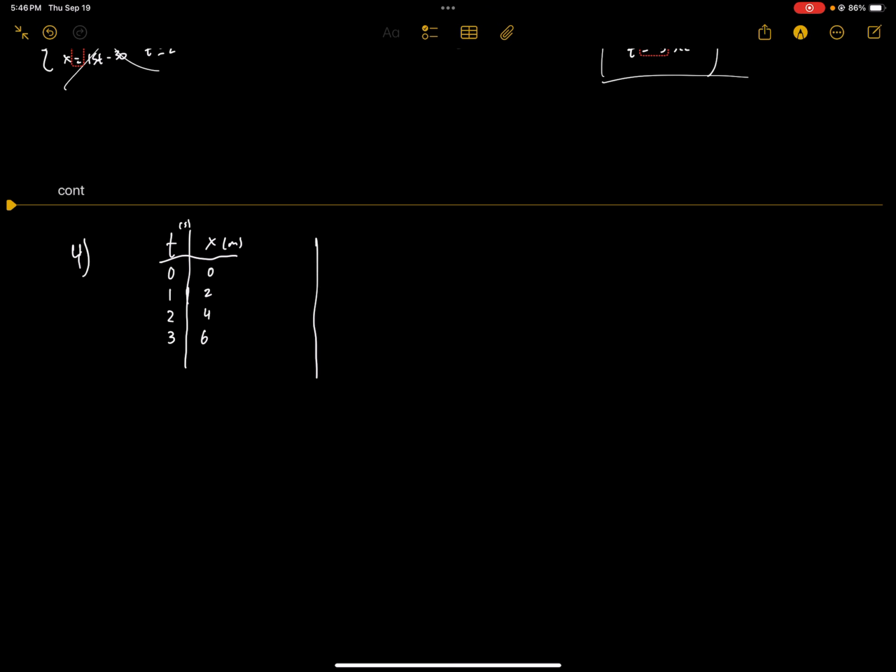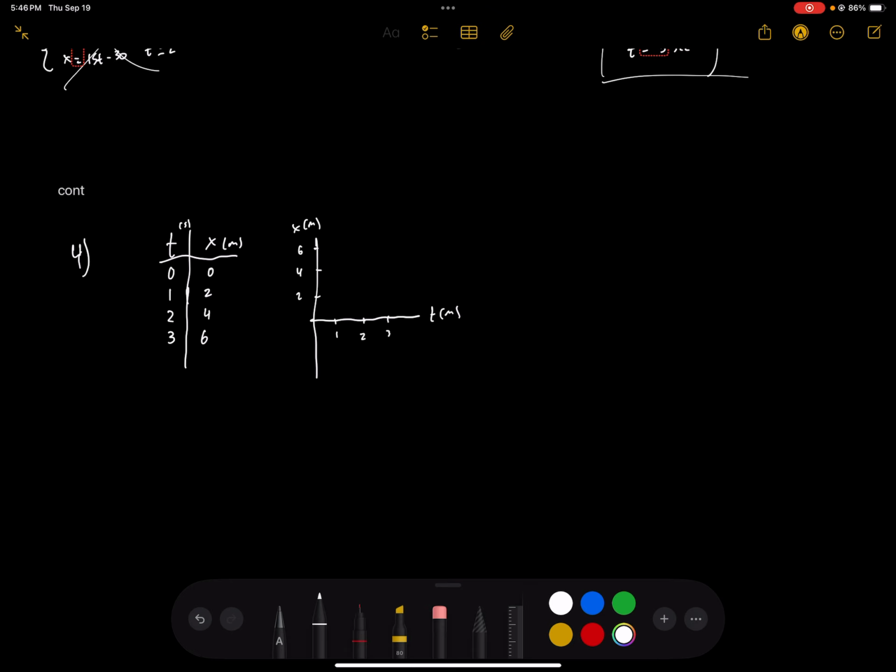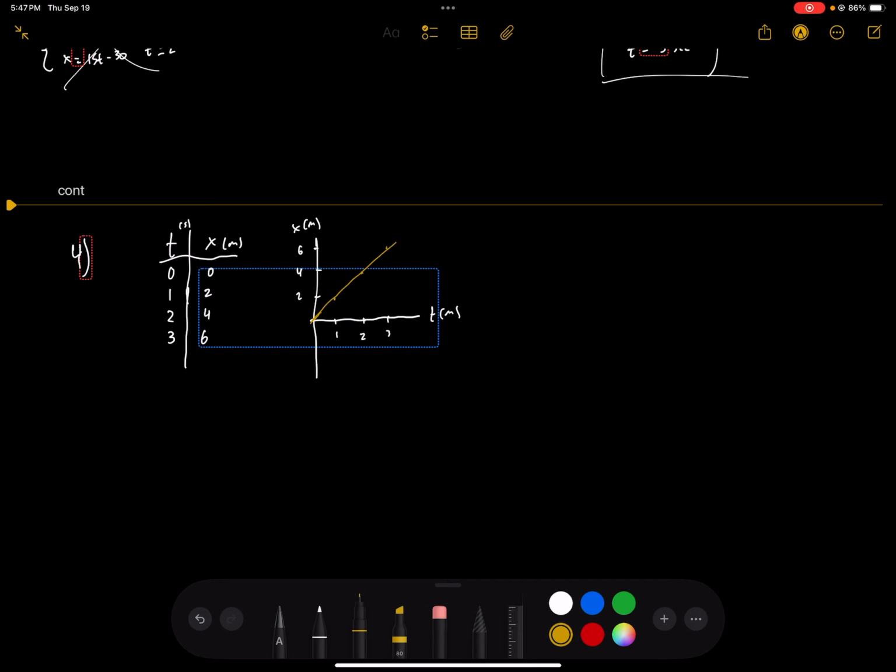All right, so we can plot that real quick. All right, so 1, 2, 3. Here's time. Here's position. All right, 2, 4, 6. All right, let's just do it like that. So you have 1, 2, 3. All right, let's plot these points. Here, I'll use a different color to make it easier to see. All right, there's first data point, second data point, third data point. All right, there we go.